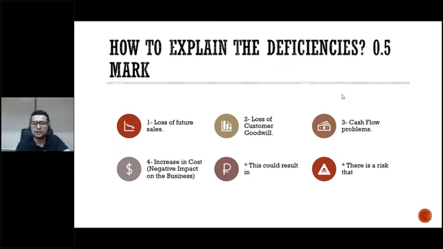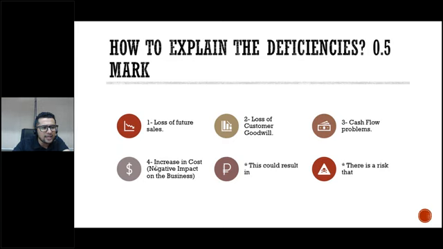Is this clear? The identification of deficiency and the explanation of deficiency, is this clear? Can I have a yes so that I feel a bit confident and move on? Is this clear? The identification of deficiency and the explanation of deficiency.